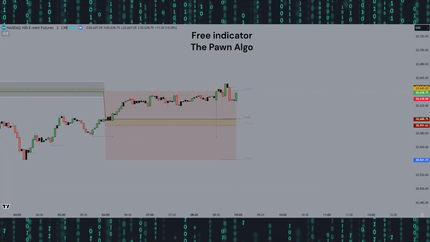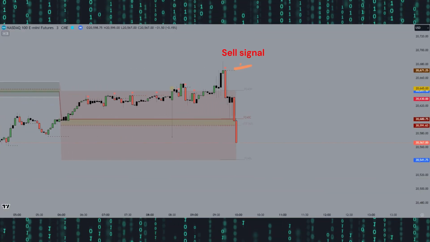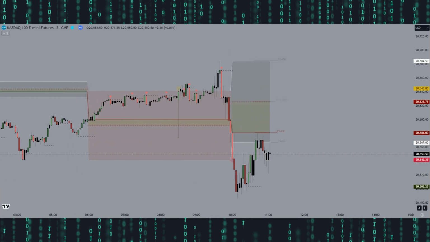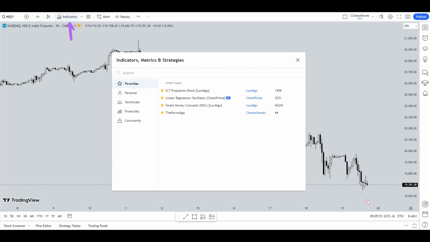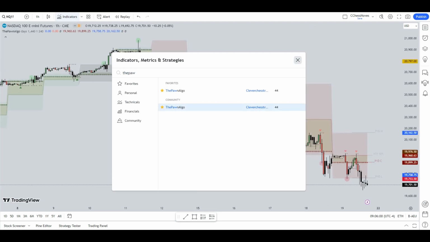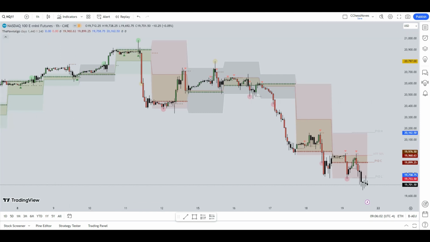Okay, let's begin. As you know from the previous episode, we have a free algo available in TradingView. Just search for the Pawn Algo in the indicators section, add to favorite, and then add it to your charts because we will be using this for our backtesting. It will help you a lot in your scalping. Really fast, I'm going to show you how to select the higher time frame and lower time frame.